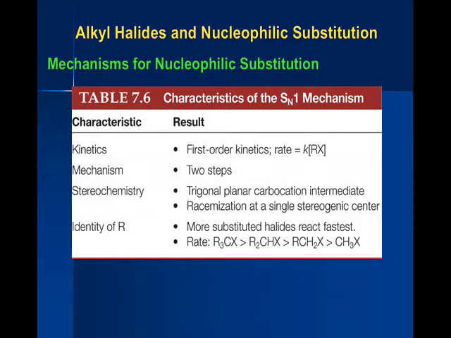What you're going to notice in terms of the things that you need to commit to memory, the kinetics of an SN1 reaction are first order. It only depends on the species that gives rise to the carbocation. In this case, it's the alkyl halide. The alkyl halide reacts, the leaving group leaves, right? You get a carbocation intermediate. That's what the kinetics are involved with. The nucleophile doesn't come in. The mechanism is two steps. The stereochemistry, right? We get a trigonal planar carbocation.